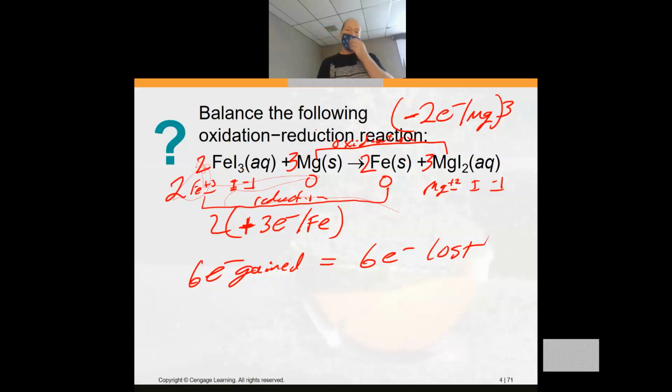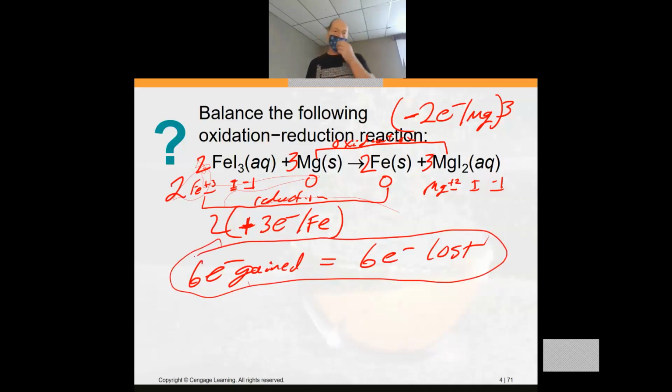Now the iodines are also balanced. We have 6 of them on the left and 6 of them on the right. But the key is you have to see how many electrons were gained and how many electrons were lost in this oxidation reduction reaction. You have to know what was oxidized, what was reduced. You also have to know that if we wanted to oxidize our magnesium to magnesium +2, we are looking for an oxidizing agent.